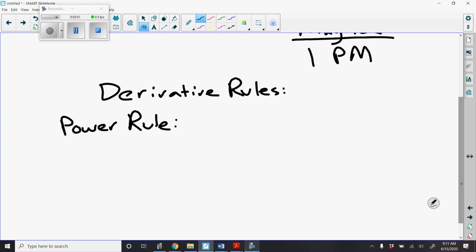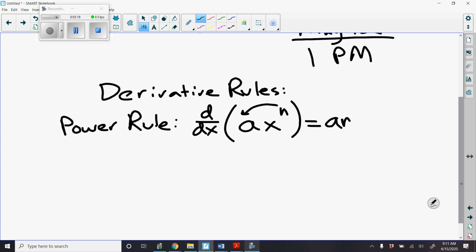If we do the derivative of a function that's in the form ax to the n power, we take that exponent and we multiply it out front. So we'll get an out front, and then we reduce the power by 1. Okay, so that's our simple basic power rule of derivatives that we need to know.